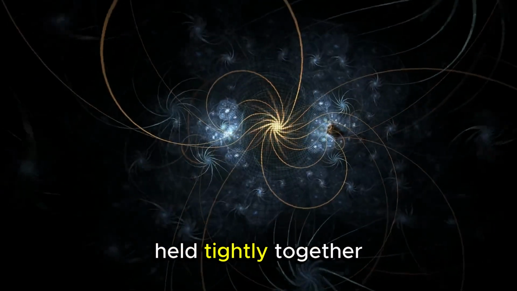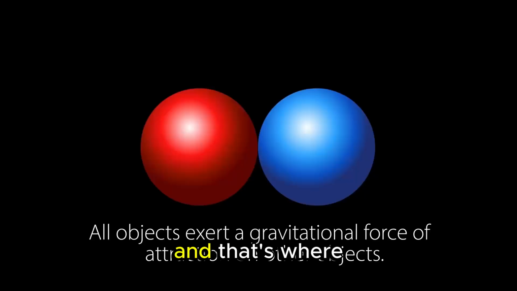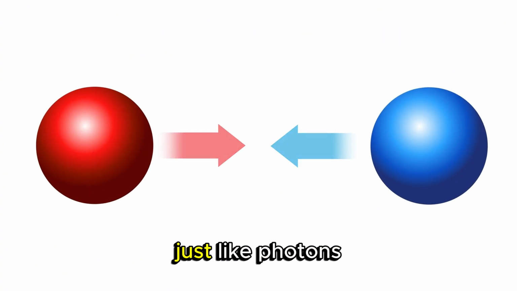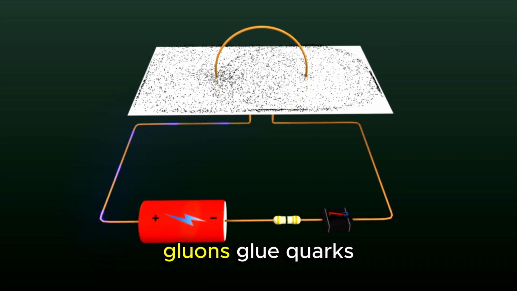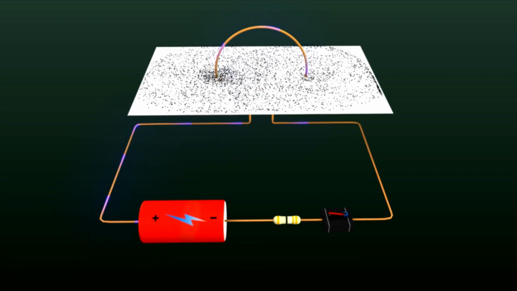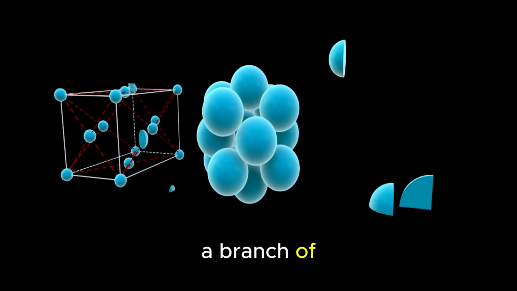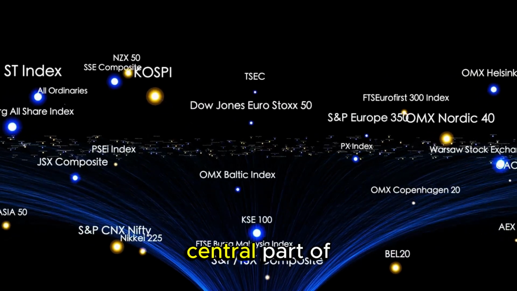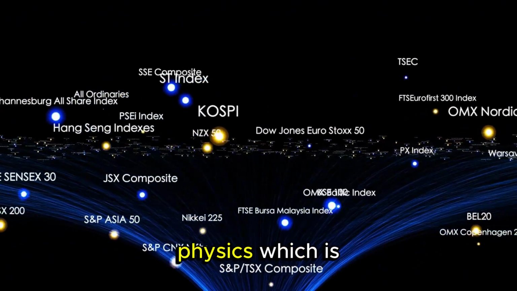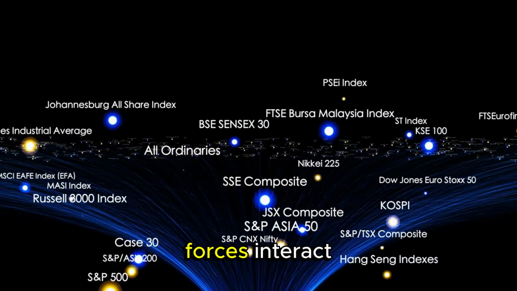These quarks are held tightly together by a fundamental force known as the strong nuclear force. And that's where gluons come in. Gluons are the particles that carry the strong force, just like photons carry the electromagnetic force. In simple terms, gluons glue quarks together, hence their name. This interaction between quarks and gluons is described by a branch of physics called quantum chromodynamics, QCD. QCD is a central part of the Standard Model of particle physics, which is the most accurate theory we have for explaining how particles and forces interact.